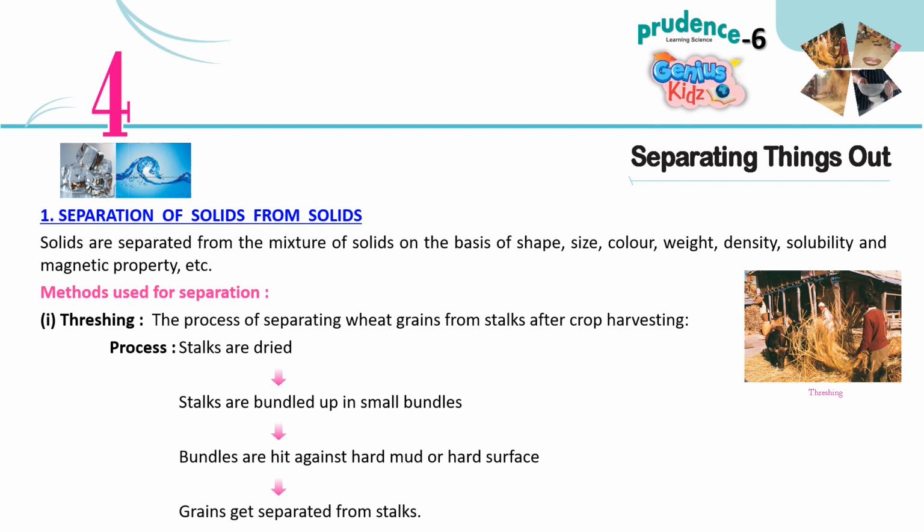1. Separation of solids from solids. Solids are separated from the mixture of solids on the basis of shape, size, color, weight, density, solubility, and magnetic property, etc. Methods used for separation. 1. Threshing. The process of separating wheat grains from stalks after crop harvesting. Process. Stalks are dried. Stalks are bundled up in small bundles. Bundles are hit against hard mud or a hard surface. Grains get separated from stalks.